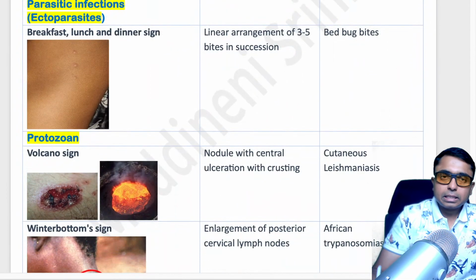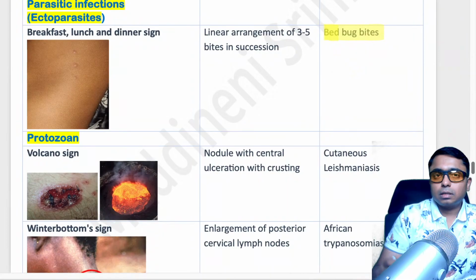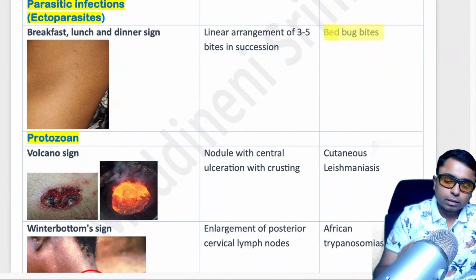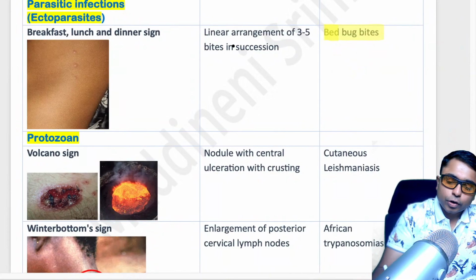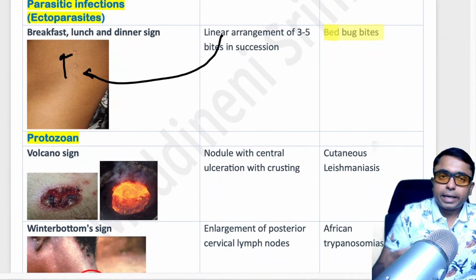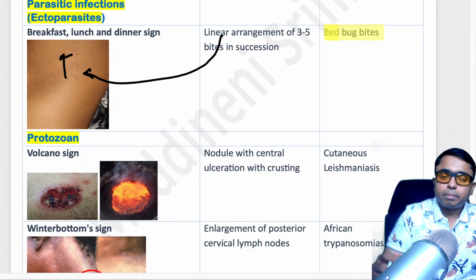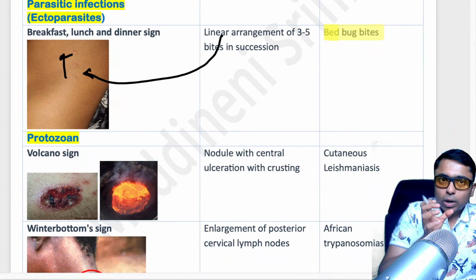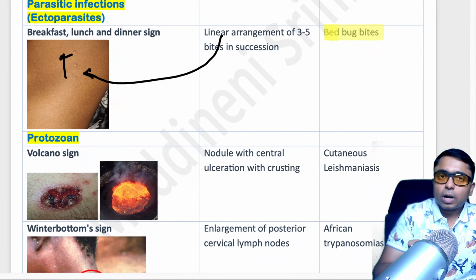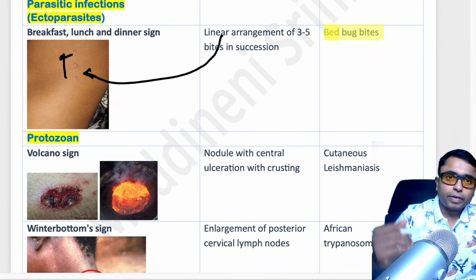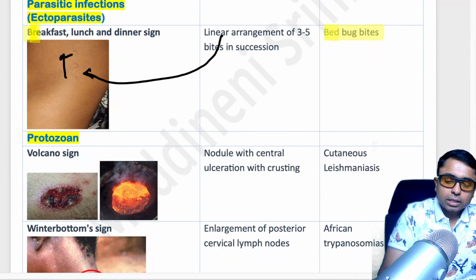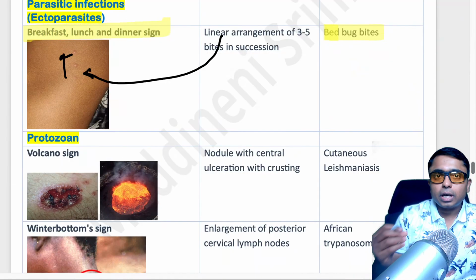Next, in the parasites, remember bed bugs. If they bite, we can see a linear arrangement of the bites in small succession. So what is the reason for this? The bed bug is going to bite once in the morning, again in the afternoon, and again at night. So that is the reason why it slowly progresses in a linear fashion. This is what is called the breakfast, lunch and dinner sign.